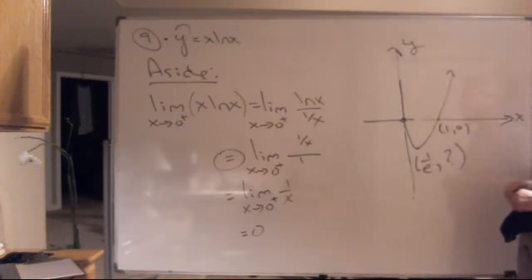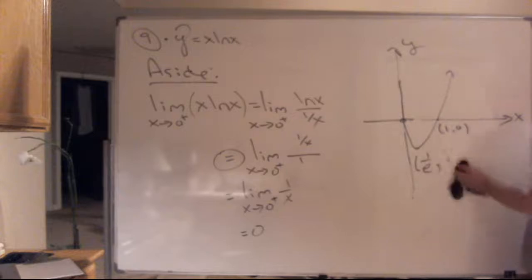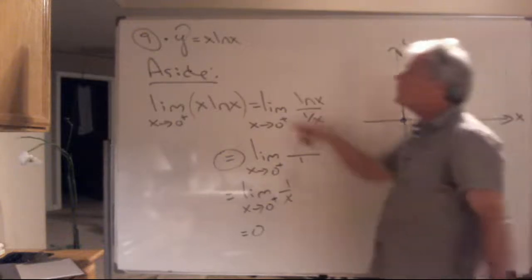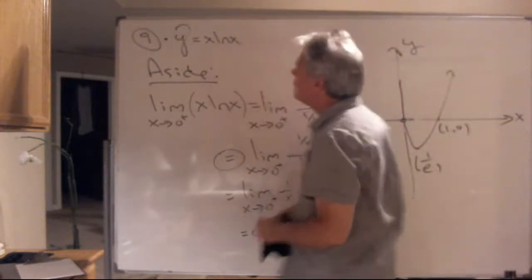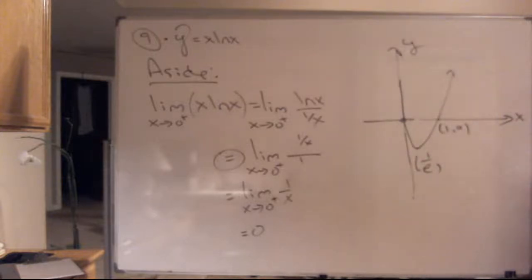So to find the minimum point, I guess I could finish this up, can't I, easily. Plugging 1 over e for x here and here. Does that give me this? I shall double check that. 1 over e for x, yes, I like it.